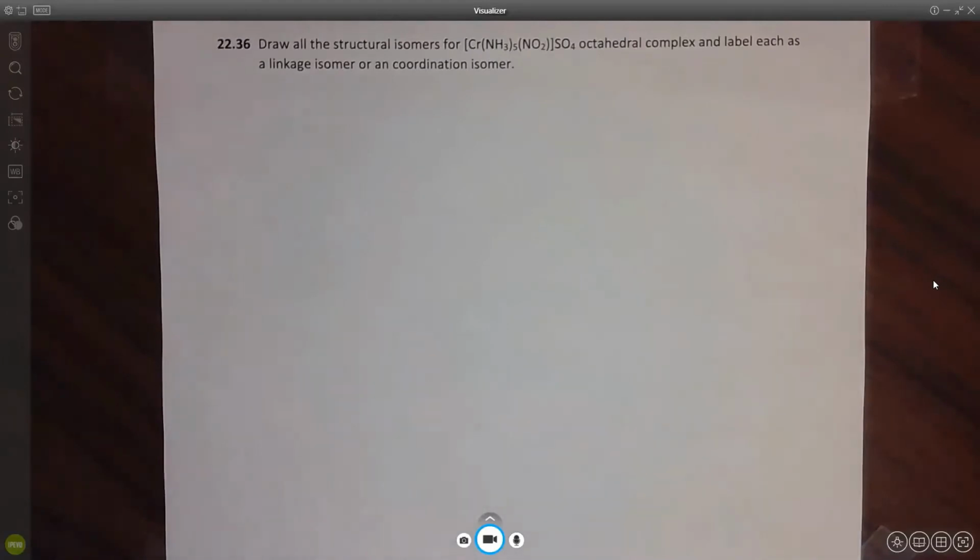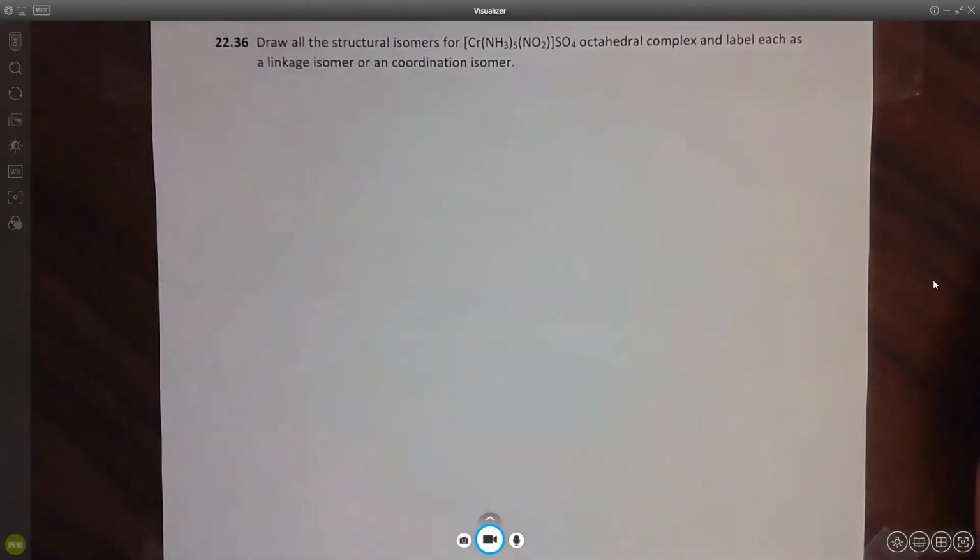Okay, let's try number 36 from chapter 22. It says, draw all the structural isomers for this particular coordination compound or salt. It's an octahedral complex, and label each as either linkage isomers or coordination isomers.